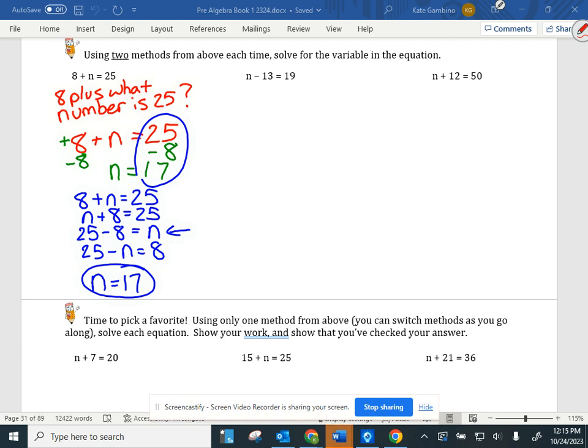So I need to go back and say, okay, 8 plus 17 equals 25. 8 plus 17, 8 plus 7 is 15. Carry the 1. So 25 does equal 25. So yes, this is a true statement. This is my very final answer, because I went back and I put it into my equation and it worked.